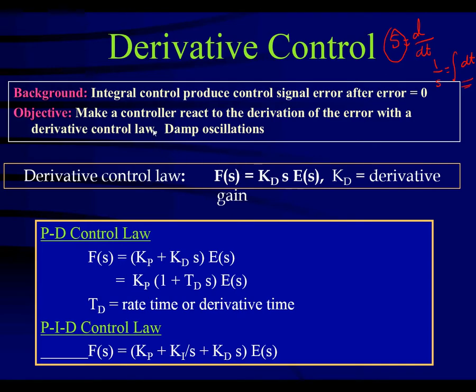The idea would be to make the controller react to the derivative of the error with the derivative control law. You know what it does? Put this in your mind: this thing dampens oscillations. See? So if you want to attenuate any vibration of the system, you introduce a bit of derivative control.